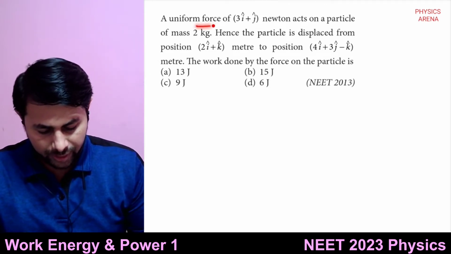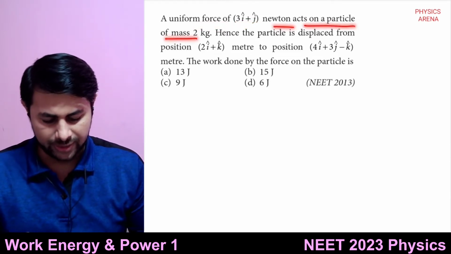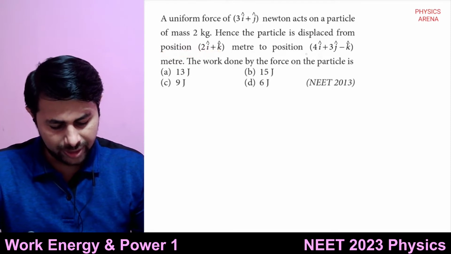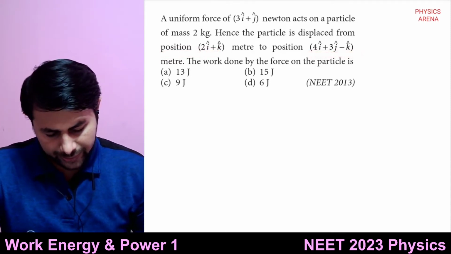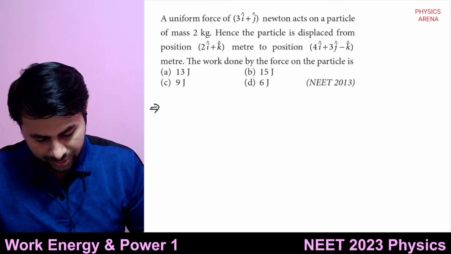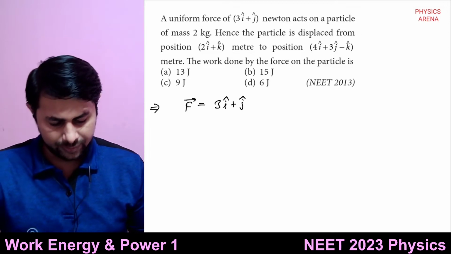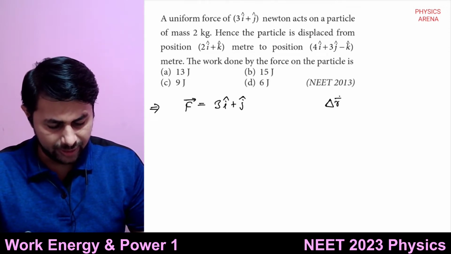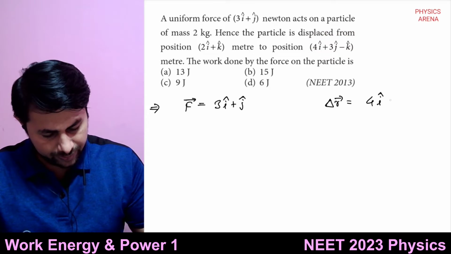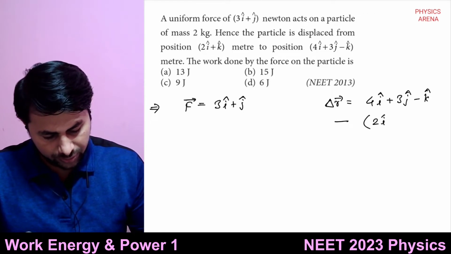It is similar. A uniform force, 3i plus j cap Newton, acts on a particle of mass 2 kg. Hence the particle is displaced from position 2i plus k cap meter to this position. The work done by the force on the particle is very simple, right? So force is given, it is 3i plus j, and how much is the displacement? So delta r bar is the final position vector 4 i cap plus 3 j cap minus k cap, minus the initial position vector, which is 2 i cap plus k cap.